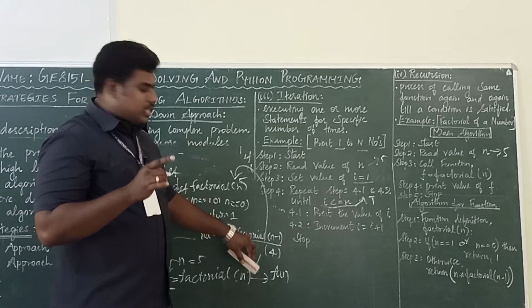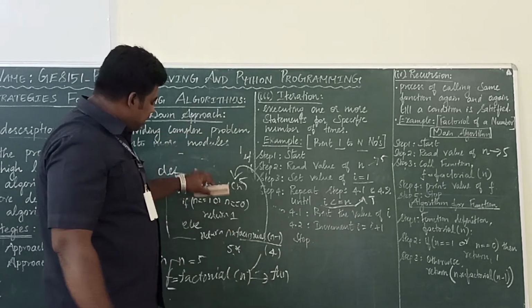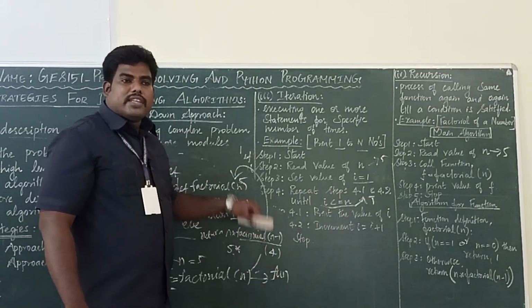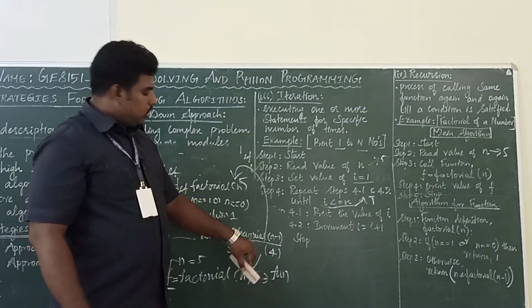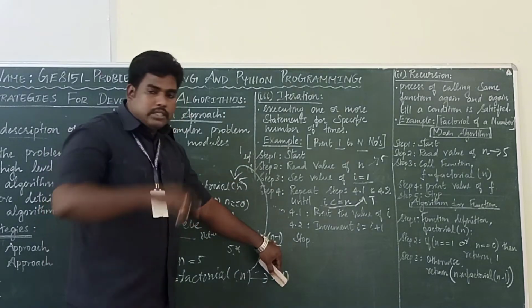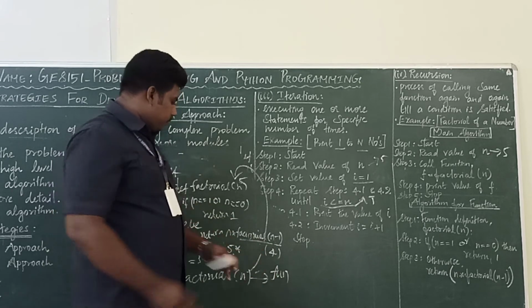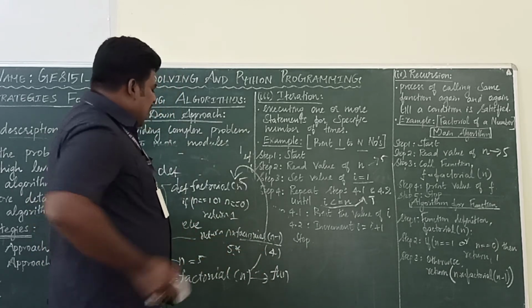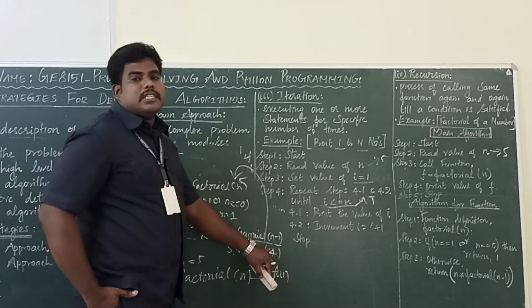What is recursion? A function that calls itself again and again. Say this is the function. Inside the function itself, a function call is there. That is the meaning of recursion. So this function calls again until this stopping condition or base condition is true.